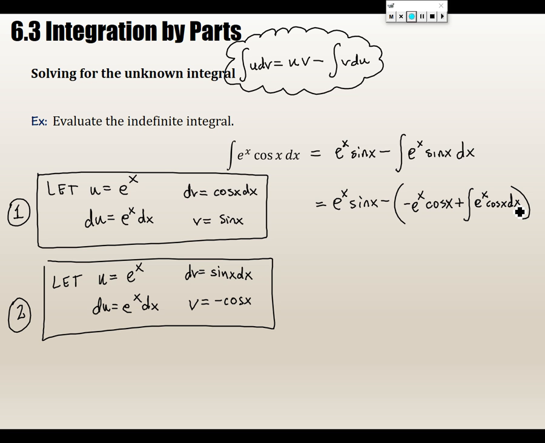But what I want you to do is back away and just stare at what we're doing for a second. Look at the whole equation, if you will. What do we have? We have this thing that we don't know. This is an unknown. Let's call it capital I for integral. This thing, capital I, is equal to this minus this plus capital I. Do you see it?